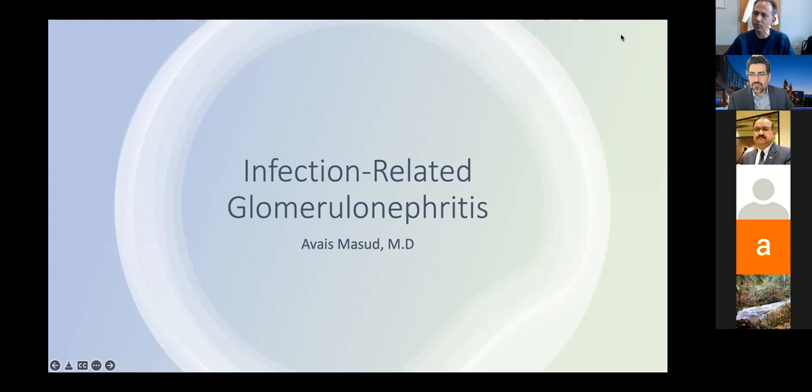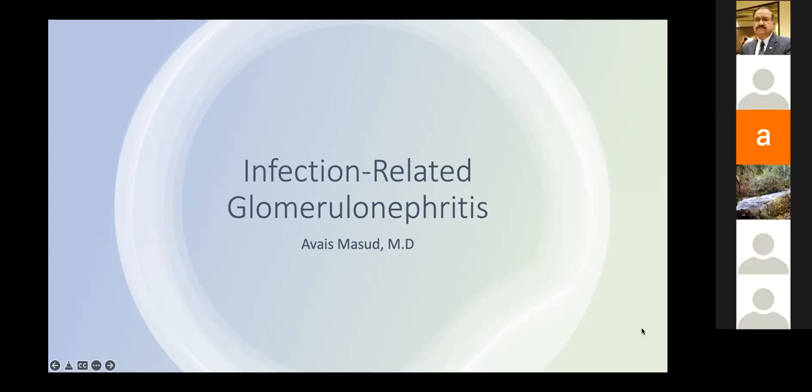Some of those are not post-infection. Actually, glomerulonephritis happens when the active infection is already going on. So we'll talk about that.